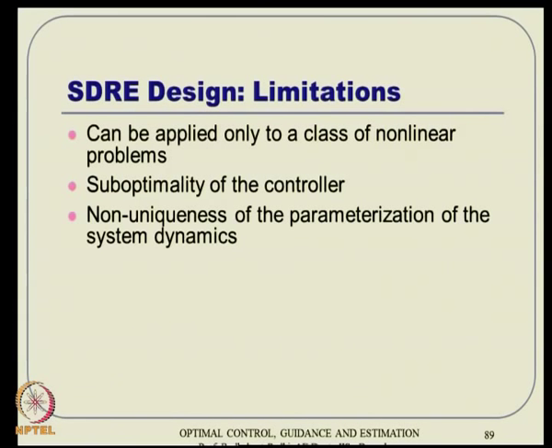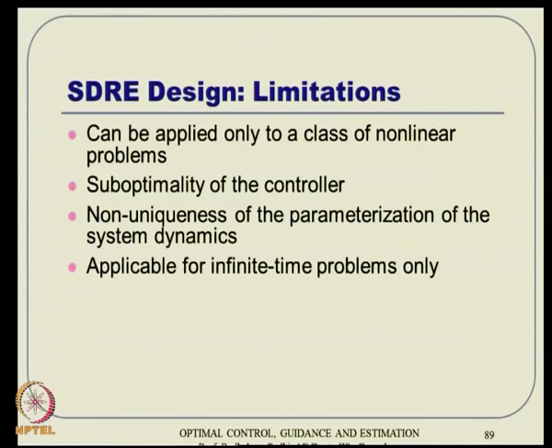Then non-uniqueness of parameterization was a major difficulty. That means, how do you write f of x equal to A of x times x? That becomes an art, with a lot of open questions. And then the entire design is applicable only for infinite time problems, because the Riccati equation has to be solved. It cannot be a dynamic equation, it has to be an algebraic equation. An algebraic equation demands that tf has to be infinity. So it is applicable only for infinite time problems.